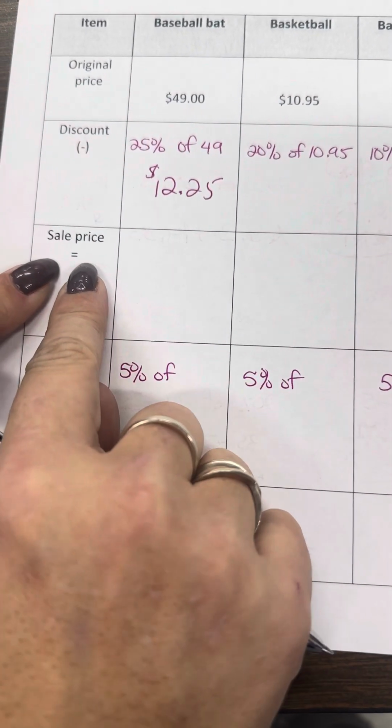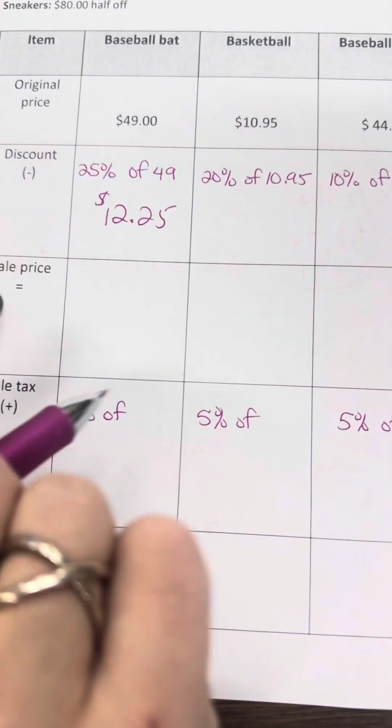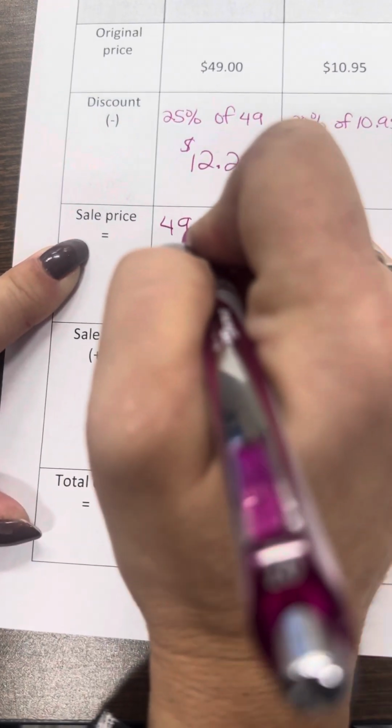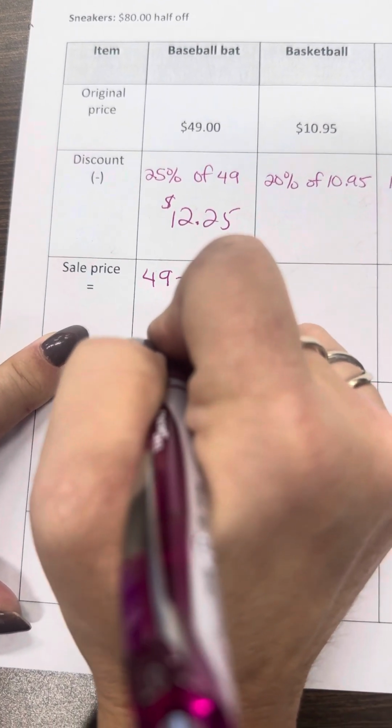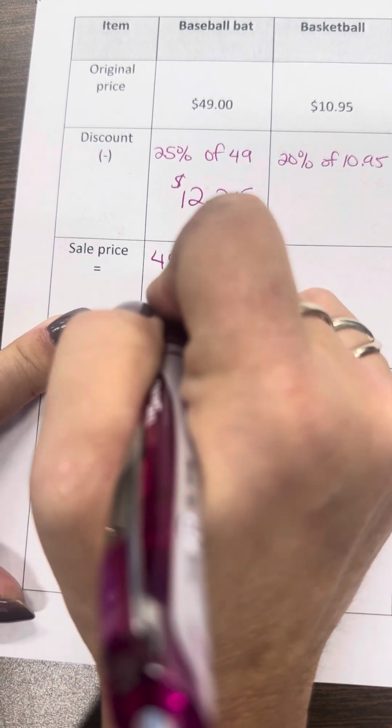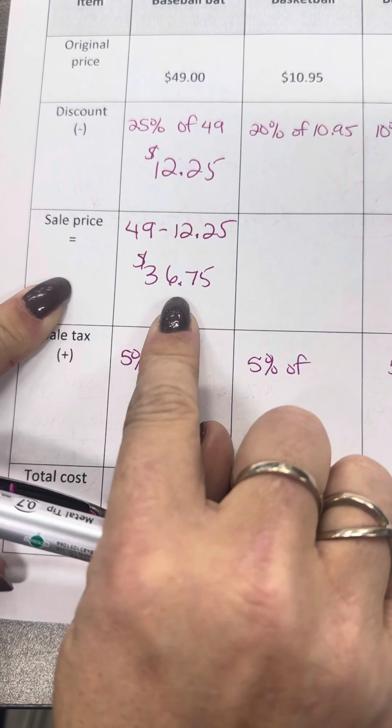So to find the sale price, we're going to take our baseball hat, which is $49, and subtract the discount of that baseball hat, which gives me $36.75. That's only for the baseball hat.